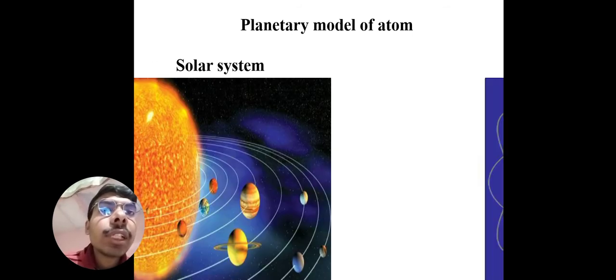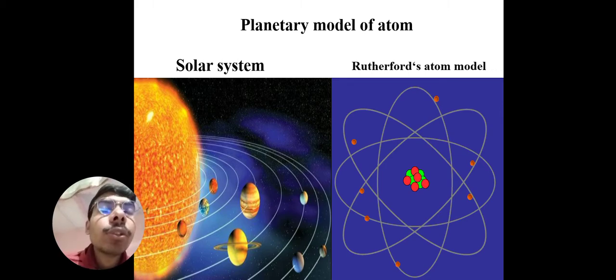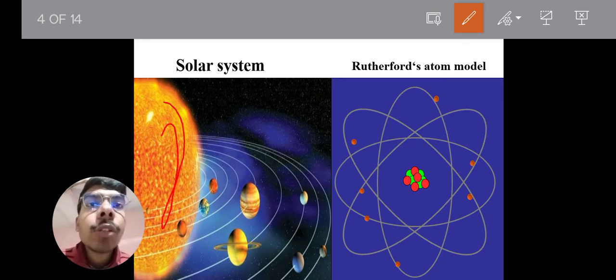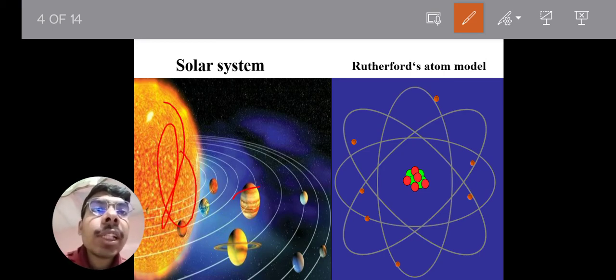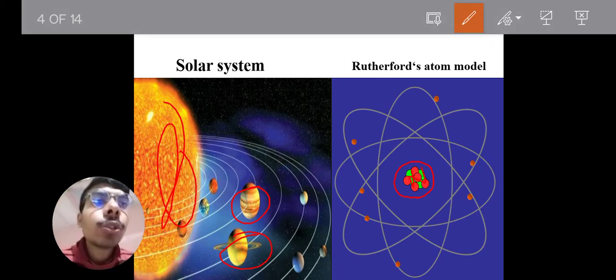Next comes the planetary model of an atom. I hope you might have studied about the solar system. In our solar system, this yellow body is the sun, and these planets are revolving around the sun in a circular pathway. Similarly it can be explained as an atomic model. The center has the nucleus, which is positively charged and has negligible volume and most of the mass. Outside it are revolving electrons. These two are very similar.